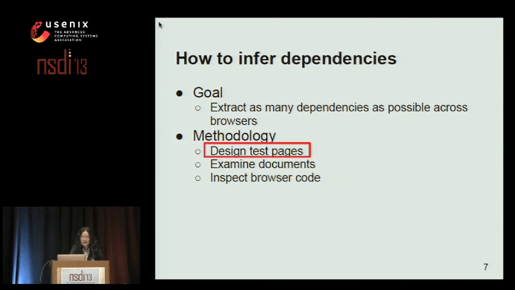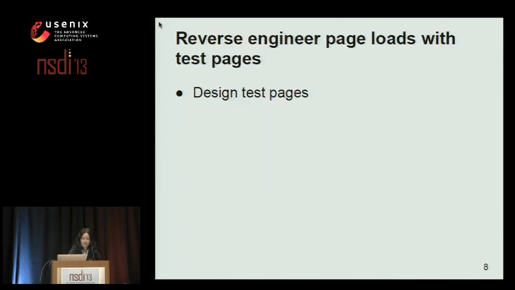Now let's take a deeper look at how we design test pages. We design test pages to systematically uncover dependencies across browsers. So we start by thinking about how the web pages are organized, how the web objects are organized within web pages. So for any given web page, an object can either embed another or can follow another.